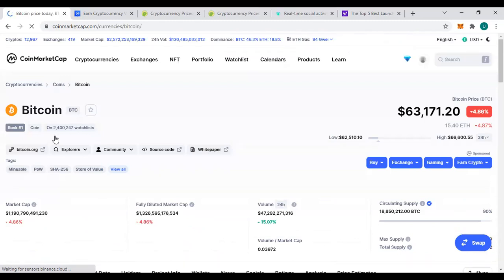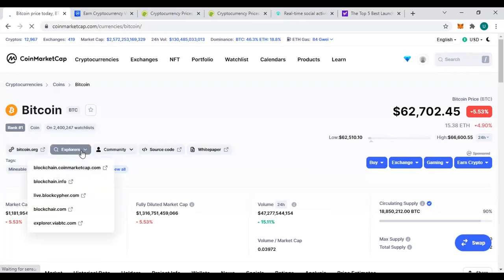Now, the first thing you need to see when you open a BTC page is the price. Currently, BTC is $63,000, and it is up how many percent? Up 5% currently. So this is the current price. And again, what you're going to see are the explorers. You're going to see the blockchain explorer, CoinMarketCap explorer, etc.